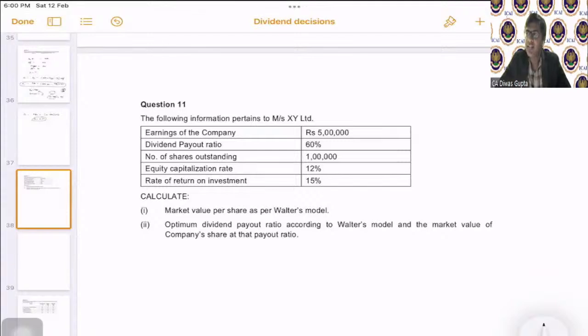So, students, as we have studied in our previous session, the basic concepts on the dividend decisions, we have studied some of the different types of theories.